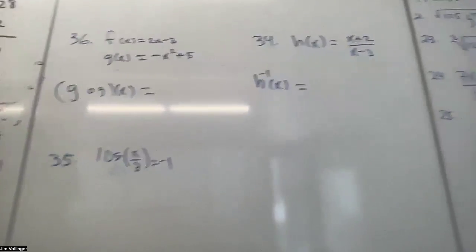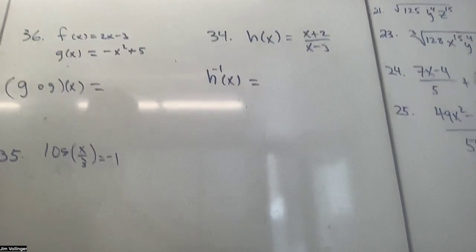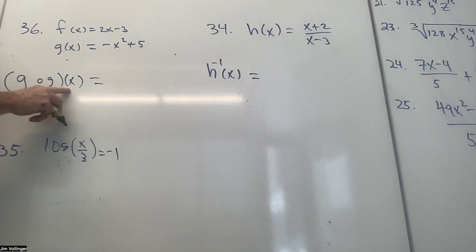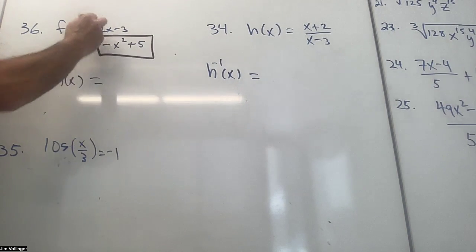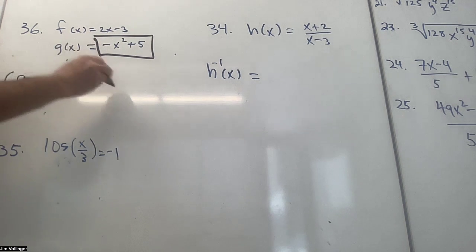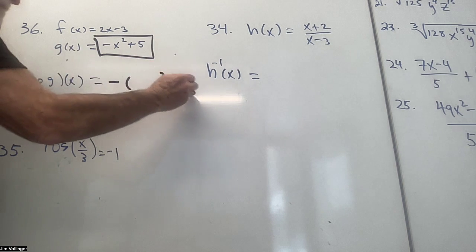Okay. F of x and g of x are given, but I'm asking g of x. That's maybe the first time you've heard me ask that question. Hope it's not too hard because I know what g of x is. G of x is -x squared plus 5. So I'm going to plug that into the g function. And the g function says put your numbers, put your statements in place of x.